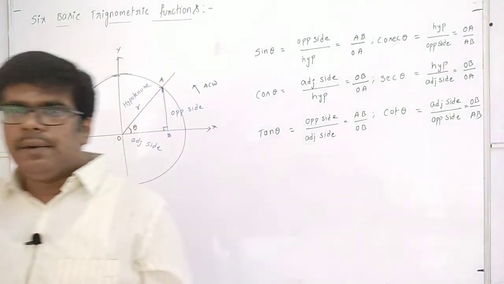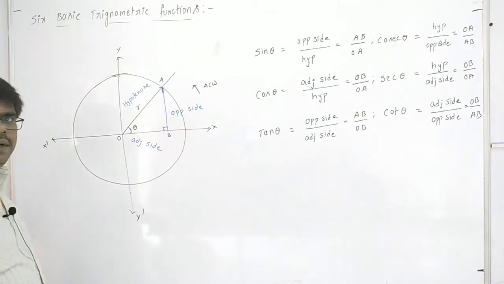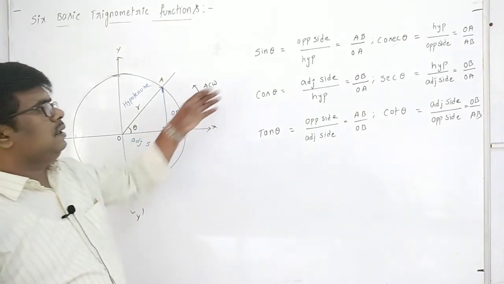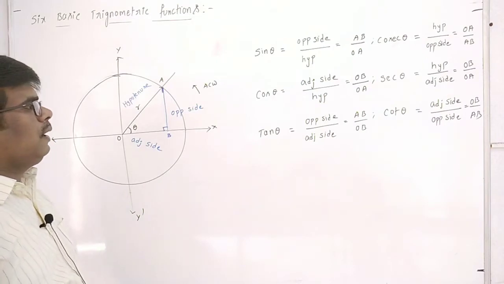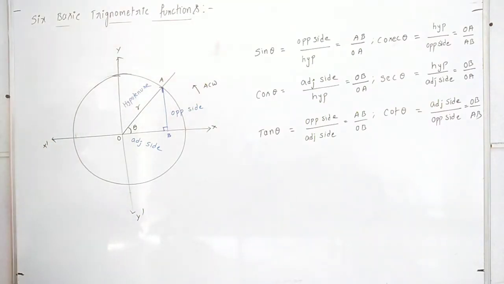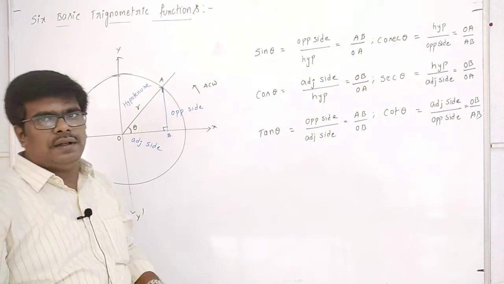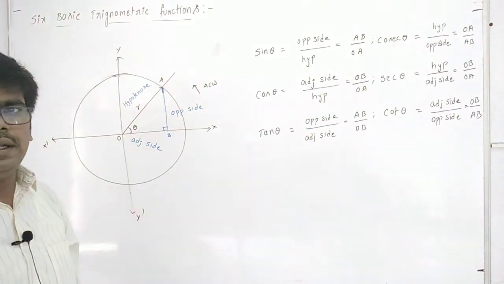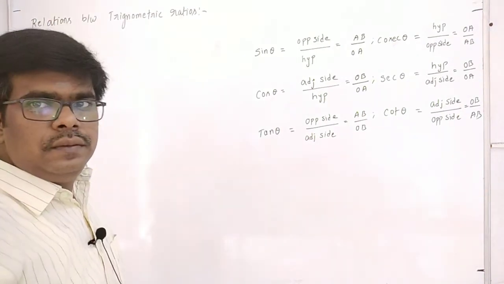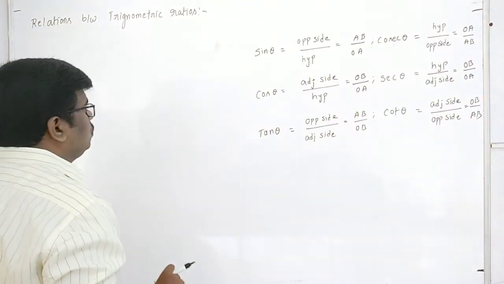Then we can find some relations between these trigonometric ratios. The relations between the trigonometric ratios are what we are going to discuss. So these are the basic trigonometric ratios, and what is the relation between these, we are going to discuss now. The relations between trigonometric ratios.